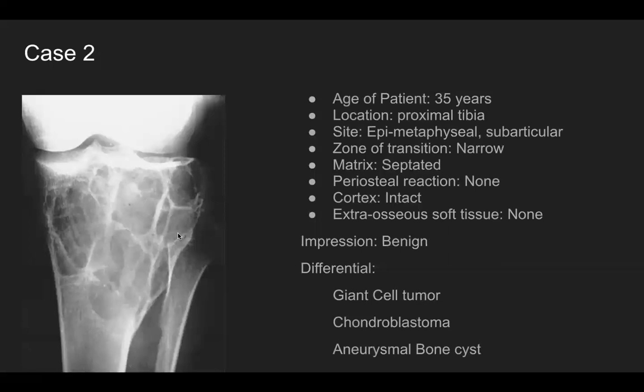However, in the differentials, you may think that it may be chondroblastoma, but as I told, chondroblastoma occurs in patients less than 25 years of age, and this is an adult patient, so giant cell tumor is more likely. And aneurysmal bone cyst occurs when the physis has not yet fused, but in this case the physis has fused. So this is not aneurysmal bone cyst, this is a giant cell tumor.